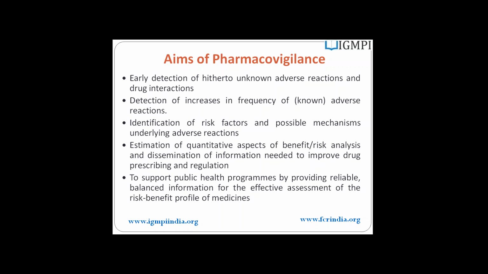So you can see the aim of pharmacovigilance is also to support public health programs. How are they going to support the public health program? Now this is a key thing. They provide reliable and balanced information. And what is the role of this balanced information? It helps in the effective assessment of the risk-benefit profile of medicines. So you can see it leads us to effectively assess the risk-benefit profile of the medicines, which is very essential, because safety profile is one of the parameters, but the risk-benefit profile of medicines is of utmost importance, and it has become a very important factor nowadays.